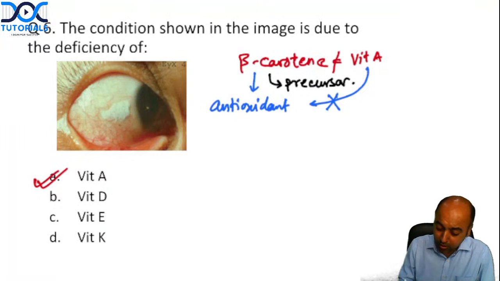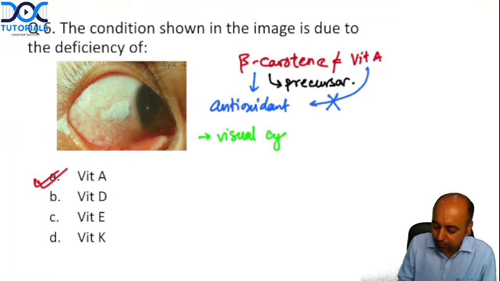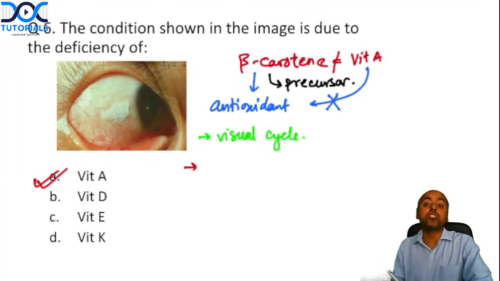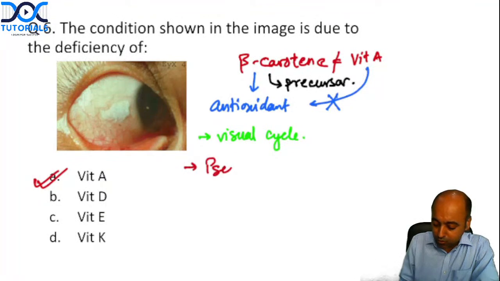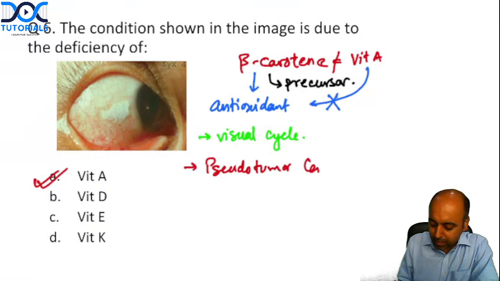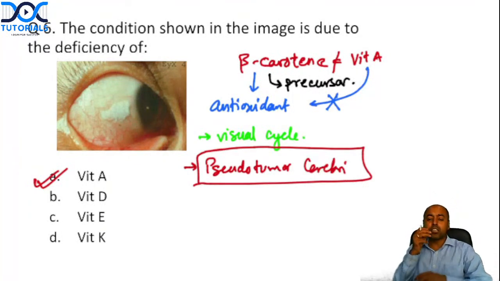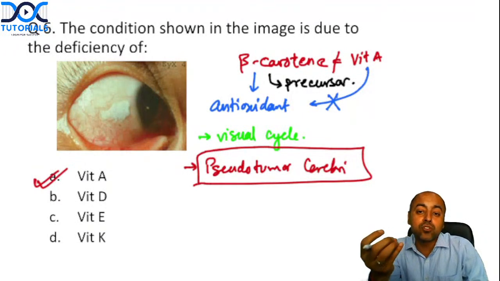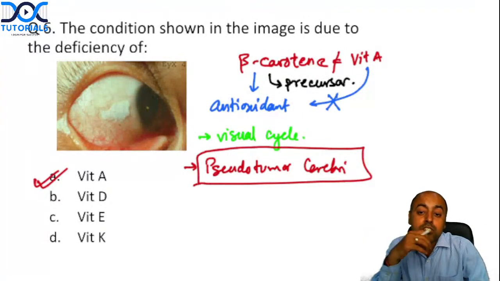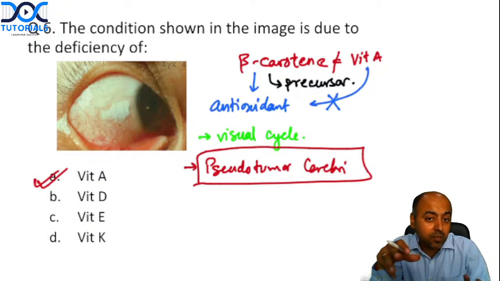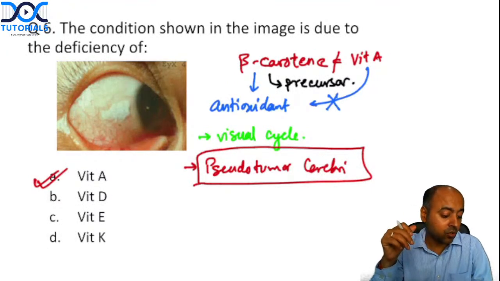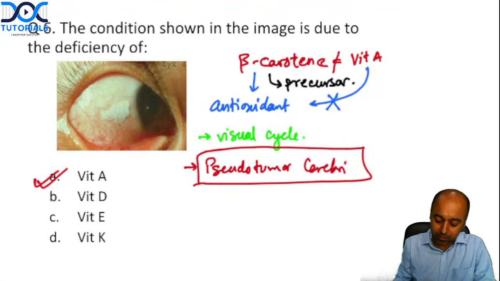Very important role of vitamin A is in the visual cycle, and a very important clinical condition due to toxicity is the pseudo tumor cerebri. When the vitamin toxicity is there, the condition will mimic the presence of a tumor in the cerebrum, so it is known as a pseudo tumor cerebri. So these are additional points which you have to remember in case of the vitamin A.